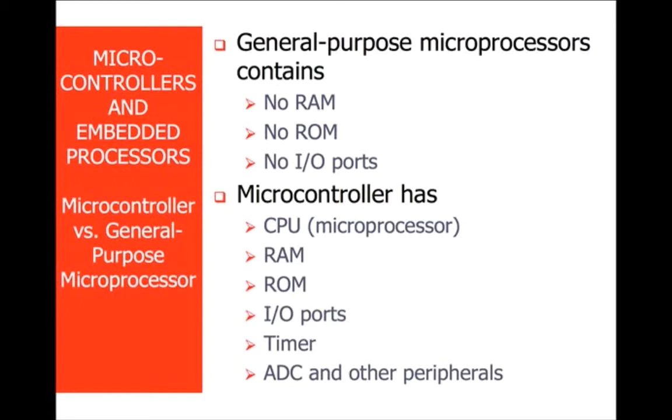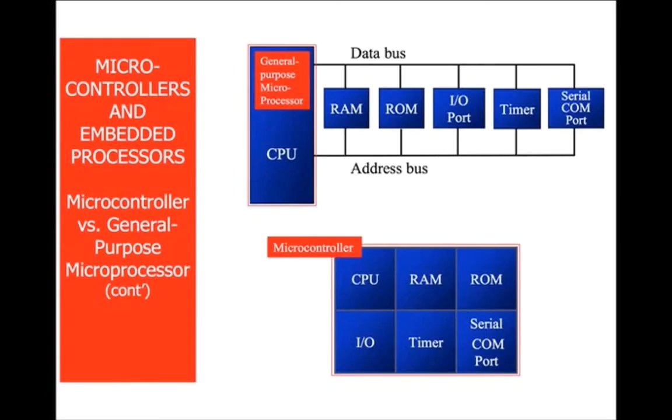A general-purpose microprocessor does not have RAM, ROM, I/O port, timer, or serial COM port. These devices are just connected to it through the data bus, address bus, and control bus. The microcontroller, on the other hand, has the following devices inside: CPU, RAM, ROM, I/O, timer, and serial COM port.